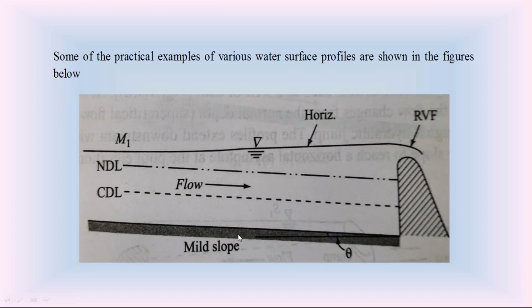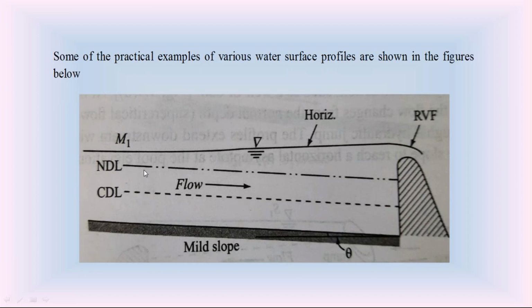So check the channel bottom slope. The channel bottom slope is mild slope. Dear students, please everyone focus on this diagram. You will get better knowledge of the water surface profiles in open channels. So here the channel bottom is mild slope, so the water surface profile is an M curve. Check this diagram. You know that in a mild slope channel, the normal depth is greater than the critical depth. So here in this mild slope channel, the normal depth is more than the critical depth.